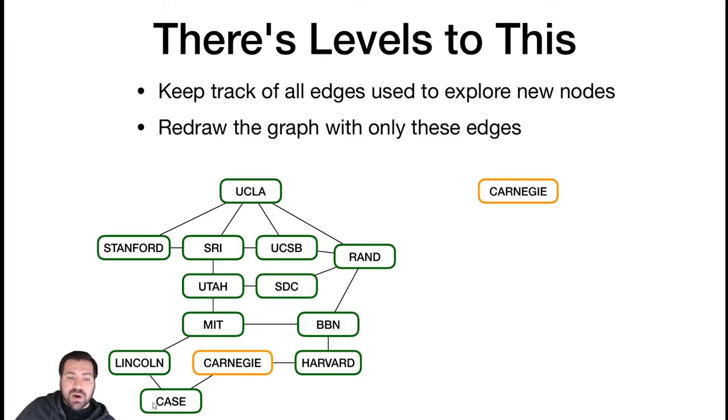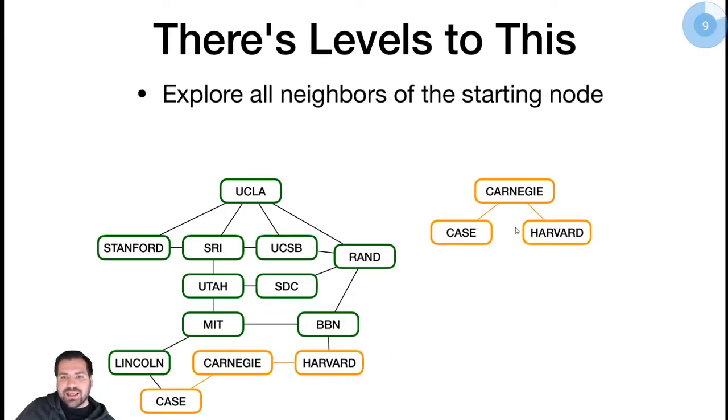So I'm going to explore Harvard and Case. I'm going to add those edges that I used in my tree, and then add those nodes to that tree. And notably, this is not necessarily a binary tree. We can have more than 2 child nodes, but we're going to represent this tree as a graph to be able to track those nodes and edges. We can put it in our graph data structure. We just don't have any cycles in that graph, so it is technically a tree.